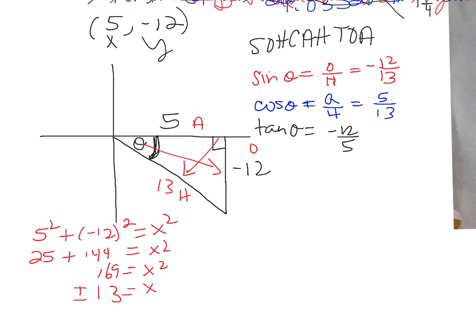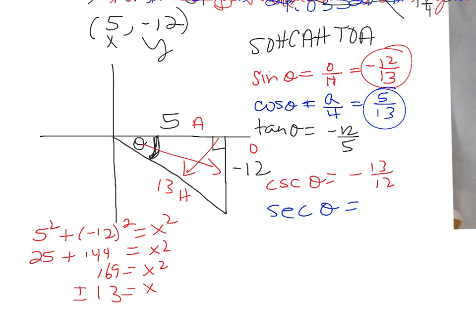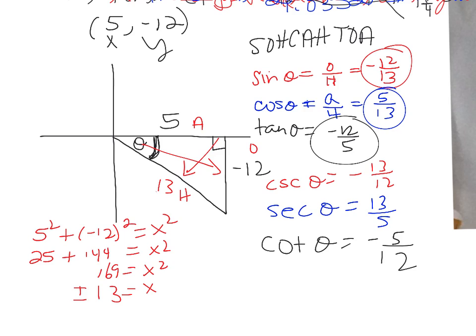Okay, so now we want to do cosecant. Cosecant is the reciprocal of sine, so I go to sine and I flip it, so it would be negative 13 over 12. Secant is the reciprocal of cosine, so I go to cosine and I flip it, 13 over 5. Cotangent is the reciprocal of tangent, so I go to tangent and I flip it and I get negative 5 over 12. Okay, so that's it.